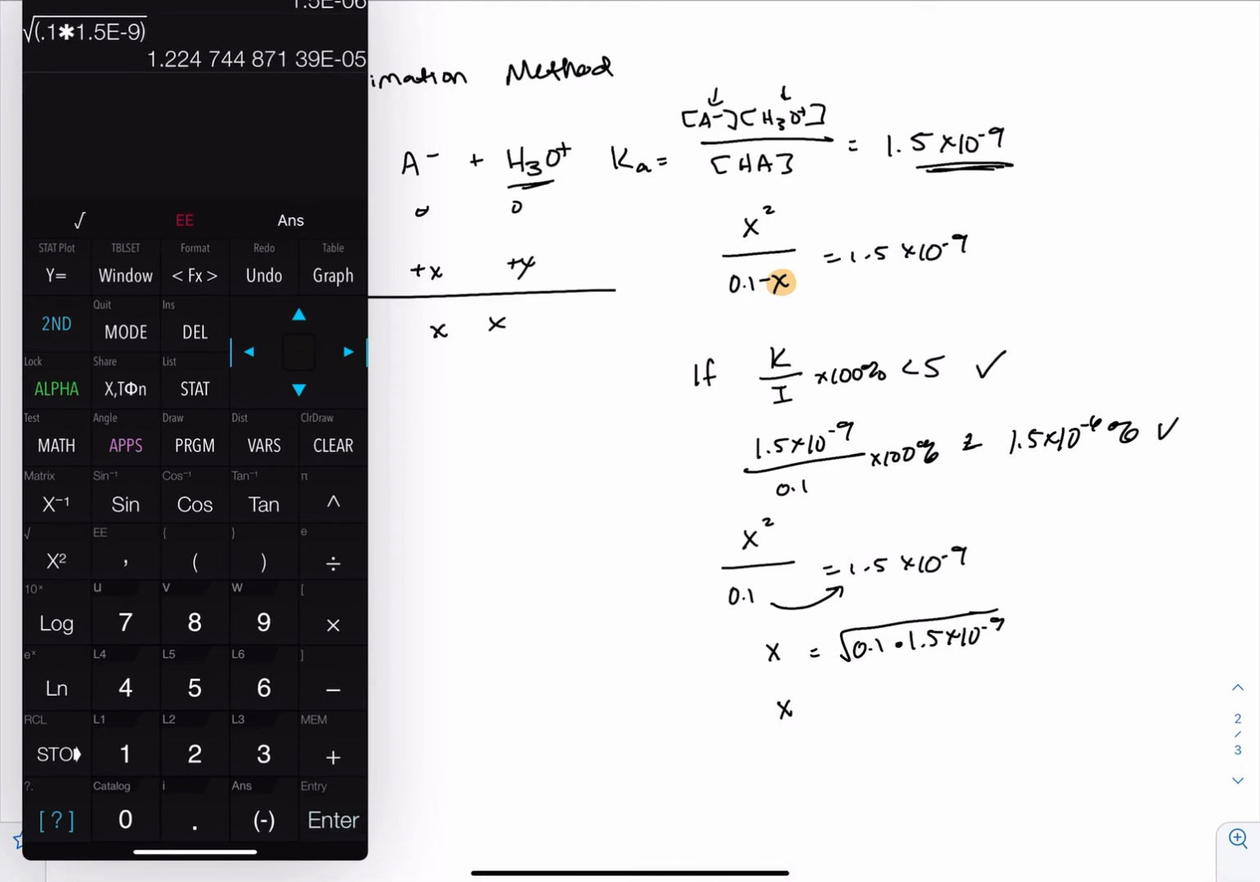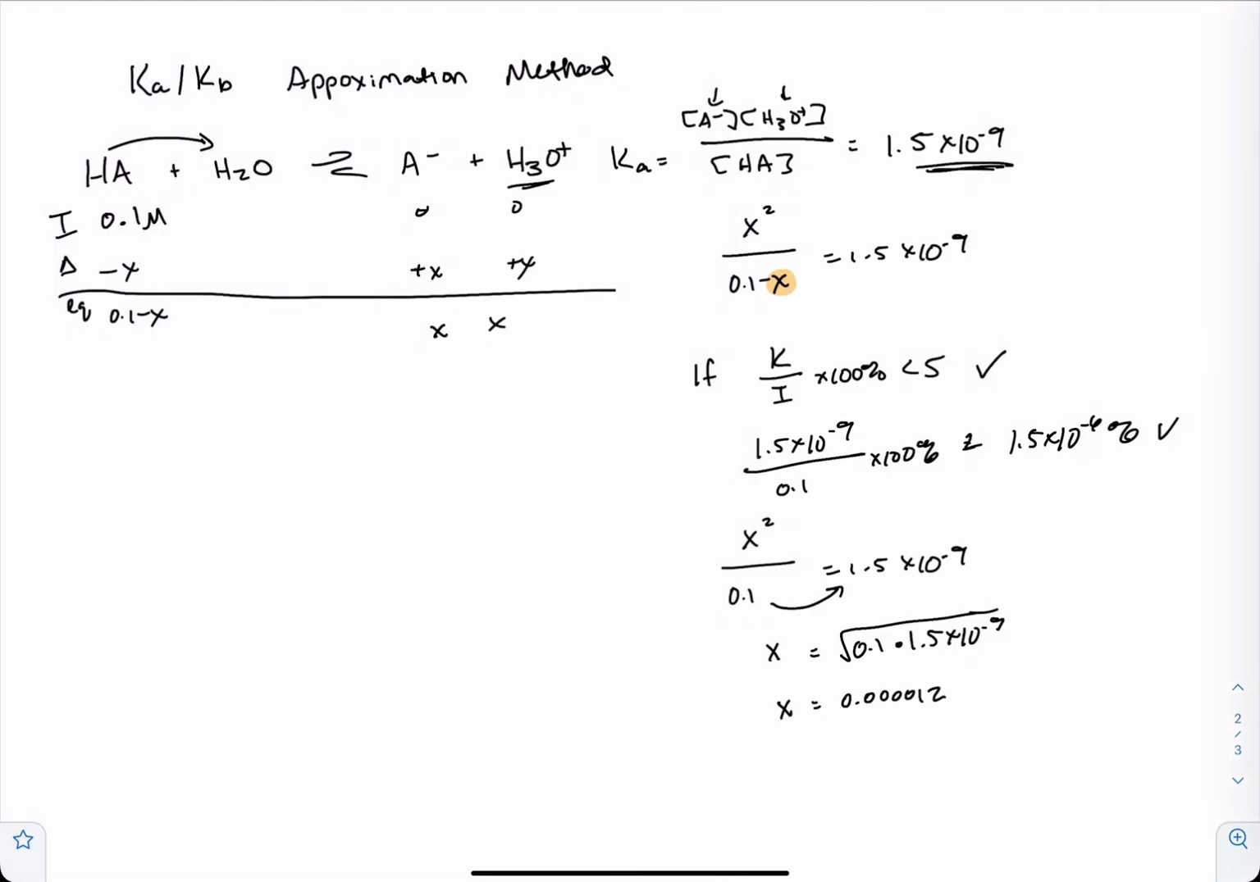So that gives me that my x is 0.0000012. Let me just count: 1, 2, 3, 4, 5. Yep, that's right. All right, so what are we really saying when we did this? This is the answer I got for x. Let's just double check to make sure that that really is true.